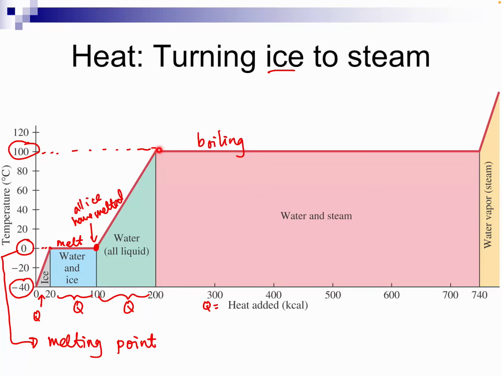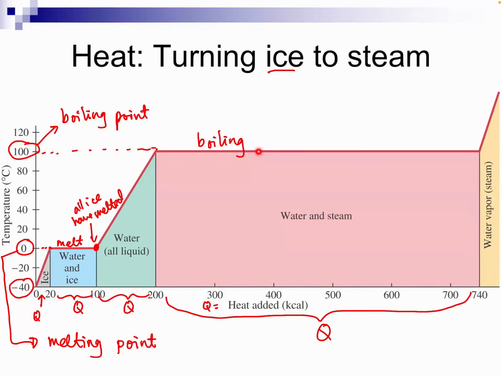That temperature where the water starts to boil, in this graph, it's 100 degrees Celsius. This temperature is called the boiling point. So the boiling point of water is 100 degrees Celsius. That's the temperature where the water starts to boil. Once water has started to boil, any heat added to the boiling water goes into changing the phase of liquid water into gaseous steam. Right.